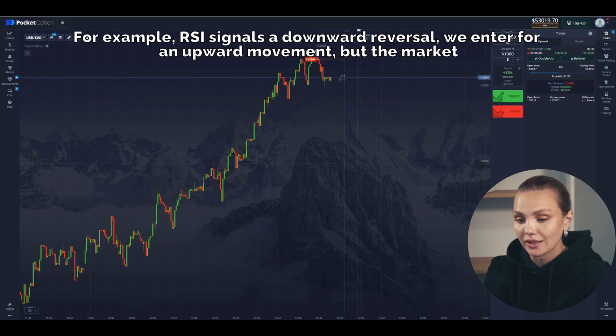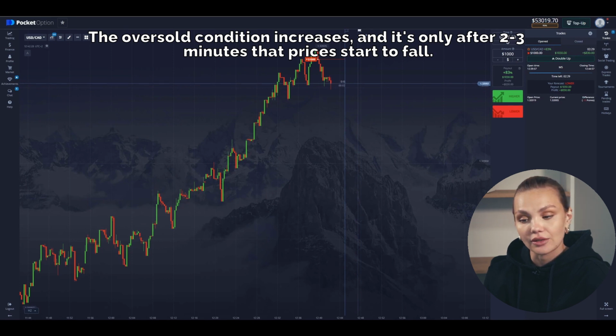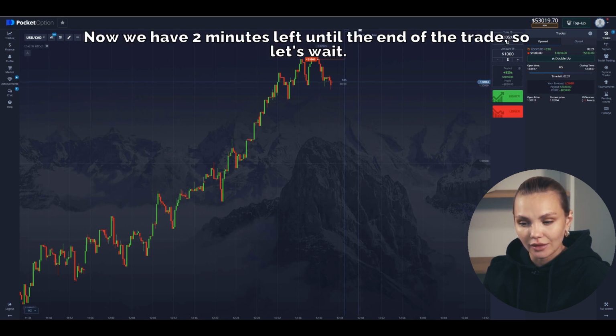For example, RSI signals a downward reversal. We enter for an upward movement, but the market continues to rise. The oversold condition increases, and it's only after 2-3 minutes that prices start to fall. Therefore, we need this buffer time for the situation to fully develop. Now we have 2 minutes left until the end of the trade, so let's wait.